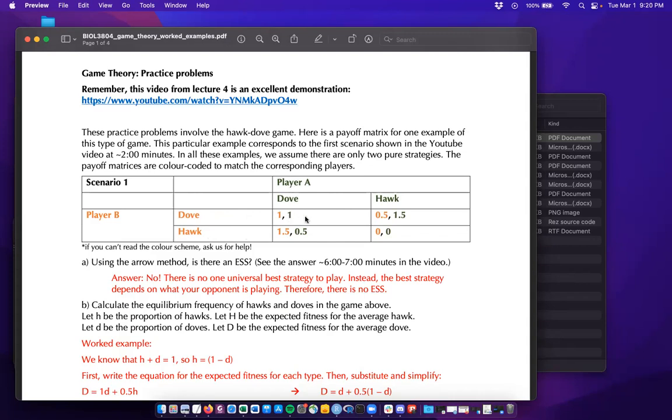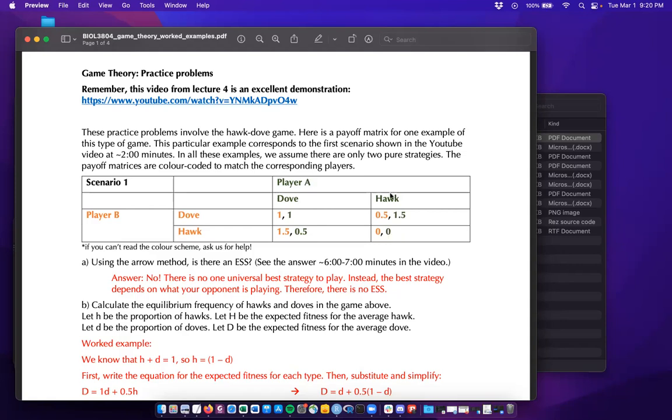So what this means is that if player A is playing dove and player B is playing dove, they would end up with the same payoff. They would both come out with +1. If player A is playing hawk and player B is playing hawk, they'd come out with the same payoff. They both come out with 0, no gain or loss.